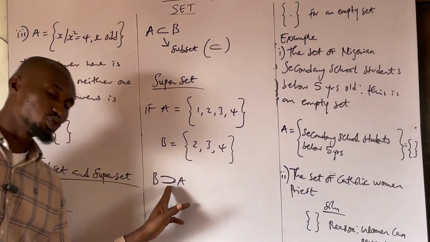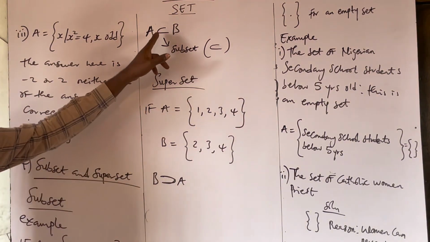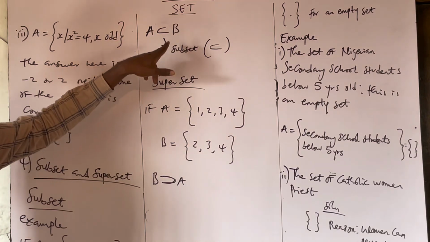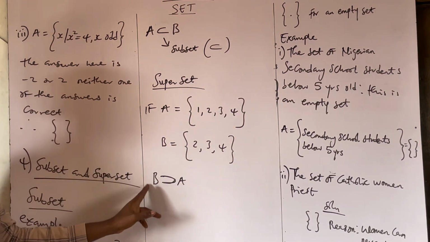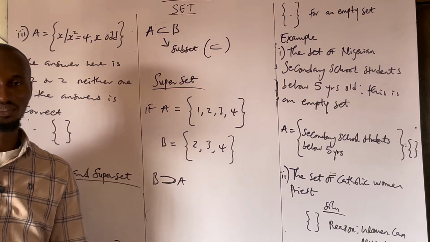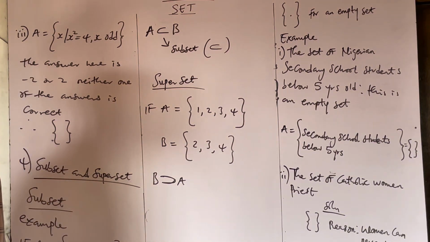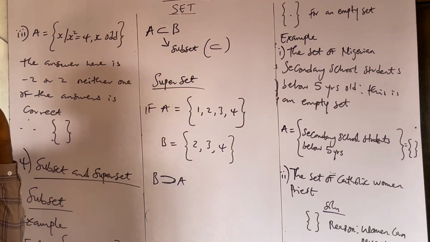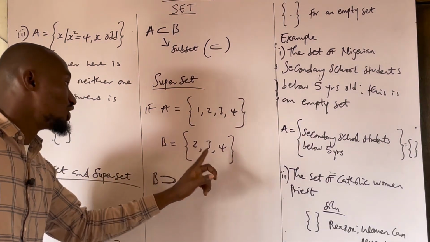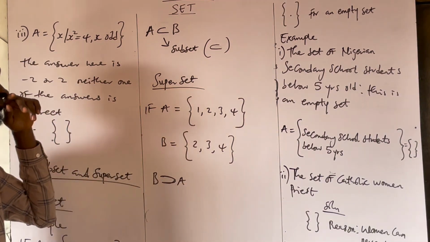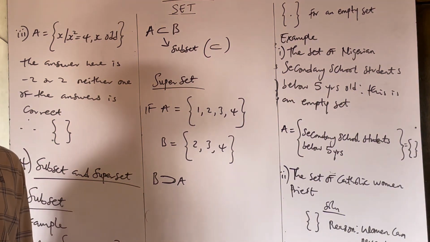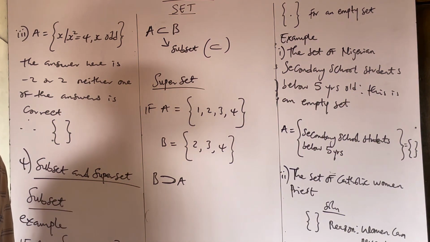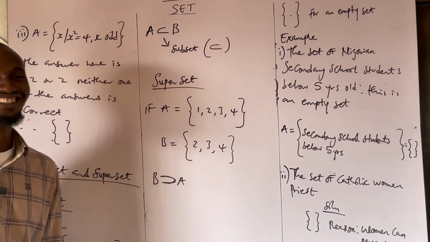So this is the symbol for superset. This is the symbol for subset. So if B is a subset of A, that means A is a superset of B. Did you understand? This one now is a superset of this. You can say A is a superset of B. Hope I'm not confusing you.